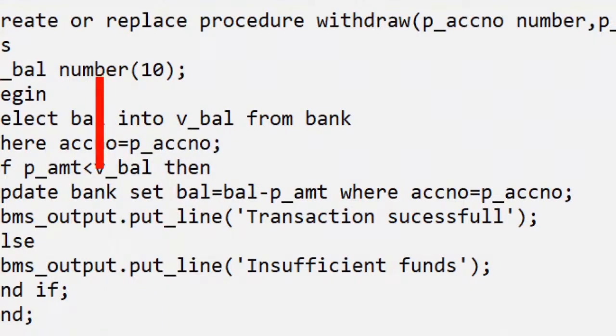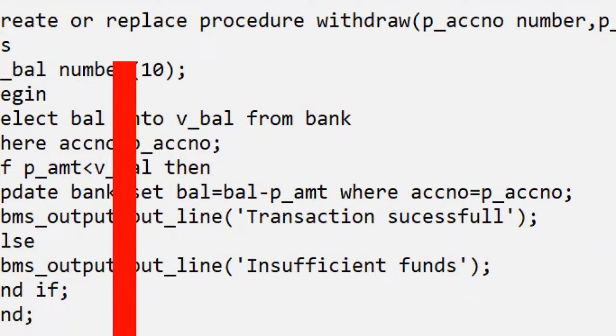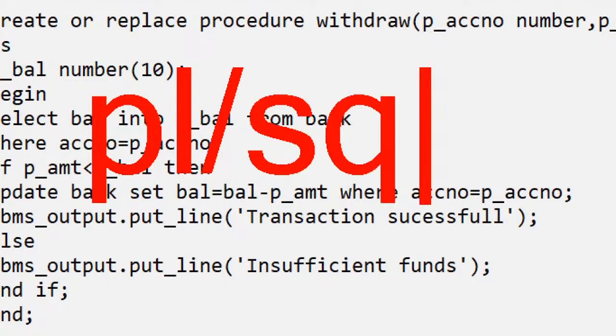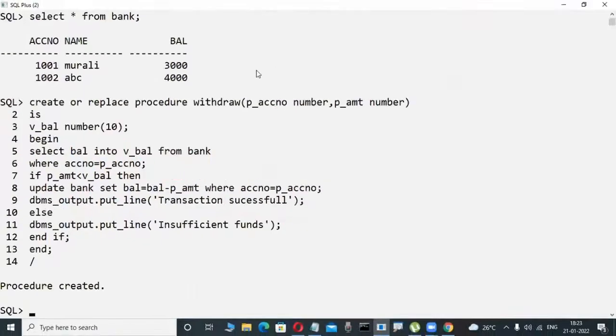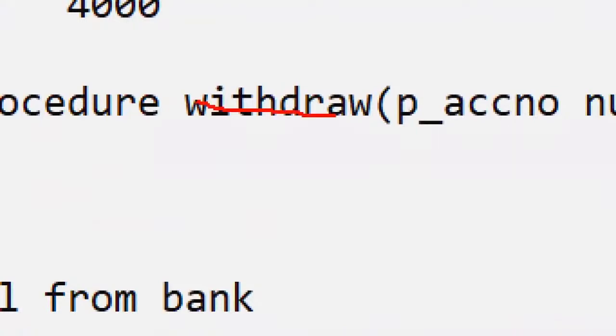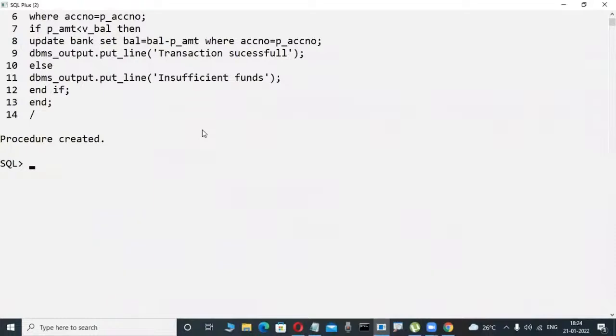Even if you don't have software knowledge, you will be writing this in future, because I will tell you all the things. These types of codings are called PL/SQL coding, same like a little bit of programming. Once I'm developing this withdraw procedure, I try to check whatever ATM transactions I mentioned in the previous case.